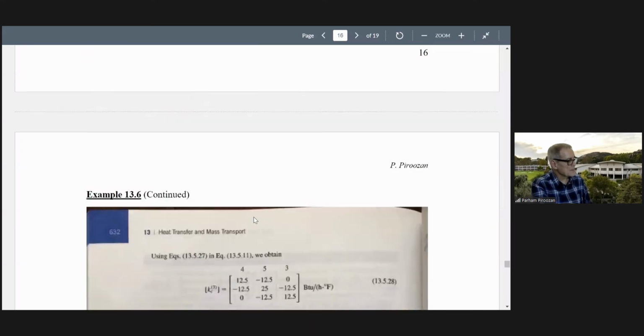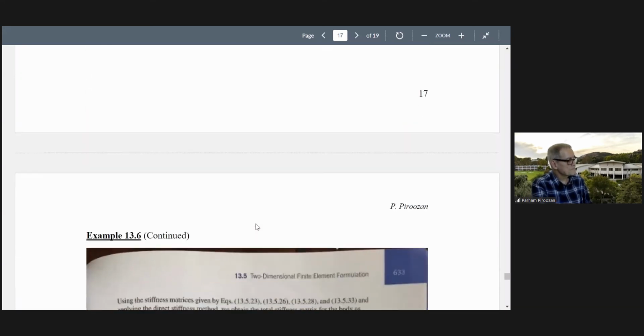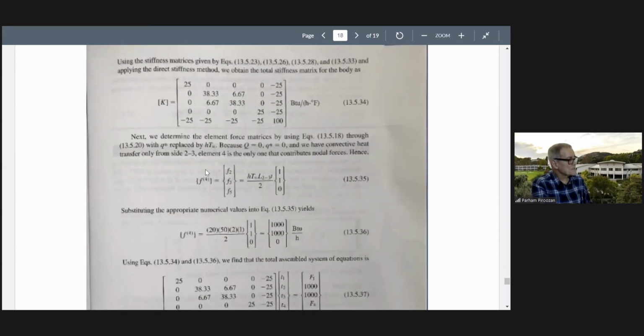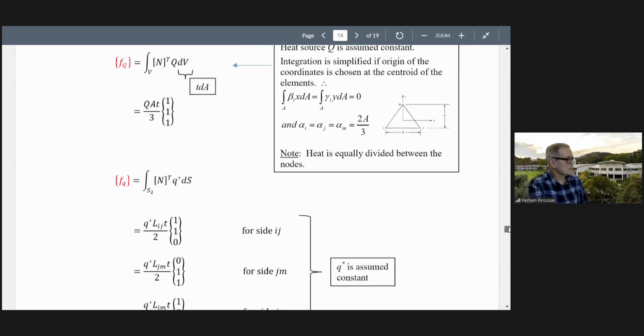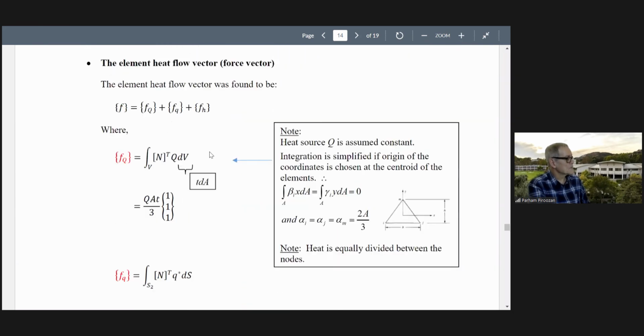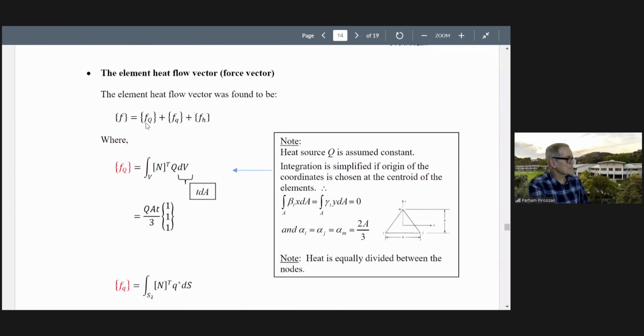So for this element 4, we have this convection taking place alongside IJ. Let me quickly show you. This was this one actually. This is F. We are looking at this one. There is no this term. There is no term here.